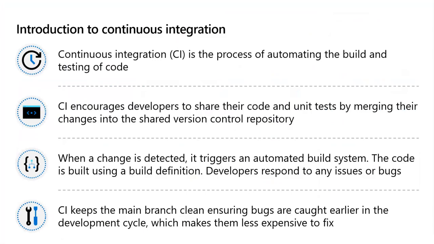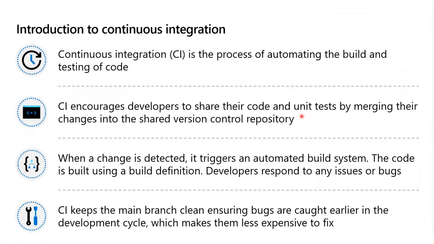So what is the continuous integration aspect? The continuous integration aspect is the process of automating the build and testing of the code. The developer or someone makes a change, and that change is going to trigger the entire process. Maybe we want to build, we want to test, but remember that an artifact is going to be created. So CI, for continuous integration, encourages developers to share their code and unit tests by merging their changes into the shared version control repository. Right?